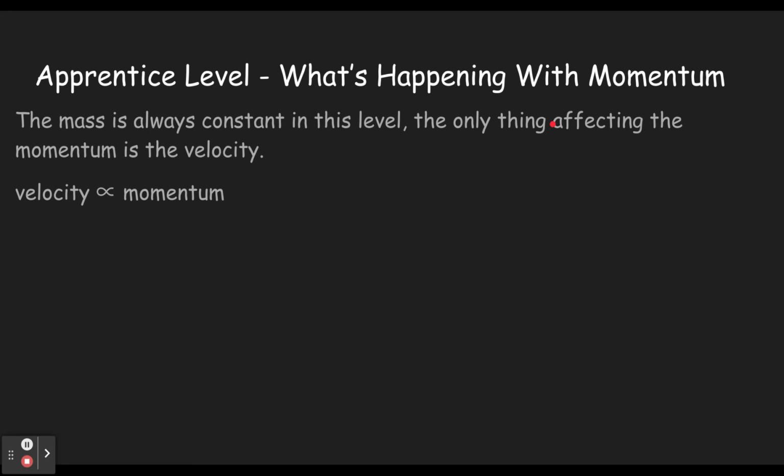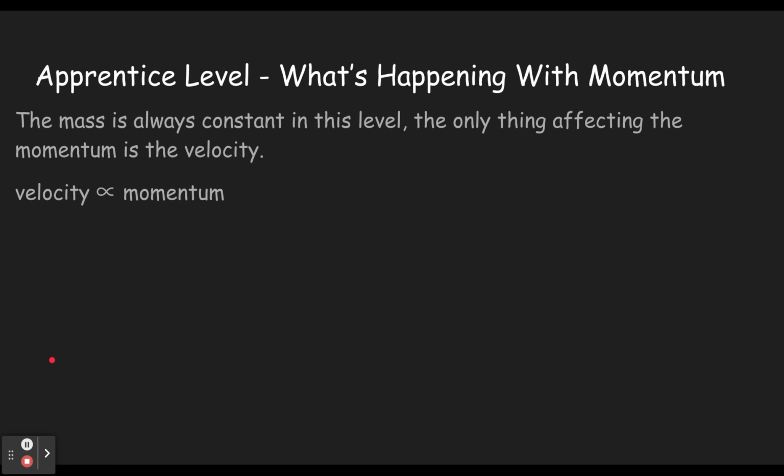What's happening with momentum? So mass is always constant in this level. It gives you three options, and you have to say which one has more momentum. Or, I can't remember now what it does. Let me pause a second and figure that out. That's right, I just double checked. It doesn't. It wants to know whether the velocity is increasing, decreasing, or remaining the same.